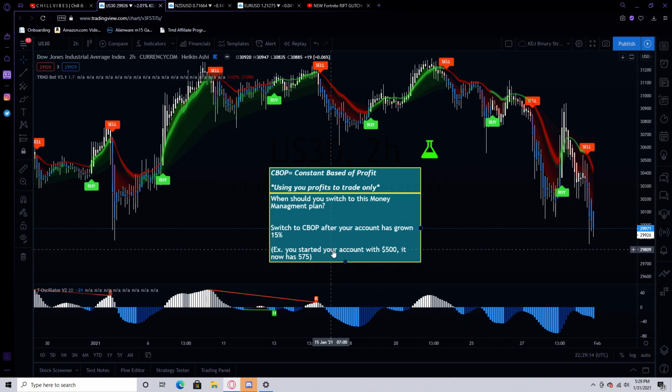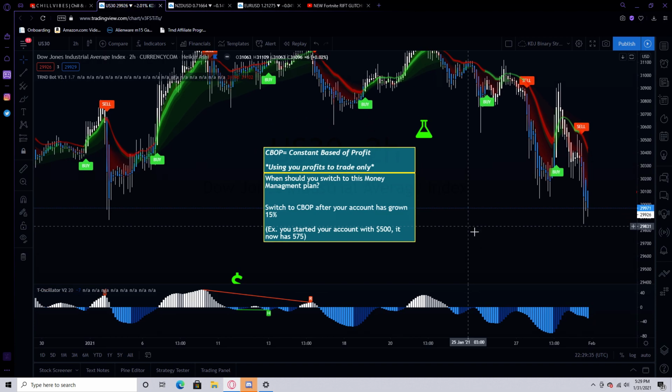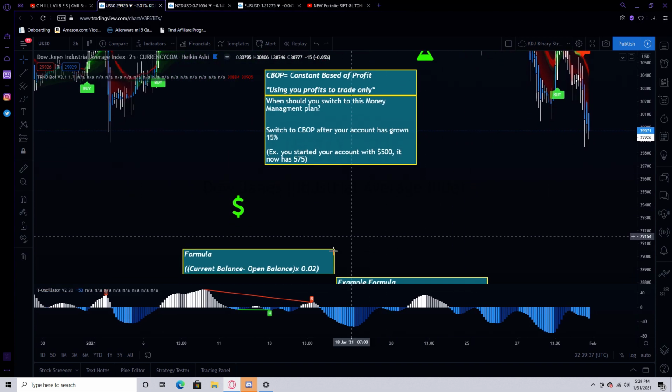So you have $500 and now you've grown it to $575. This is a good time, whenever you feel like testing a new strategy, or you want to risk a little bit less than your usual amount. You would wait until you have 15% account growth, right? There's also a formula that comes with it, so let me just bring up the formula.